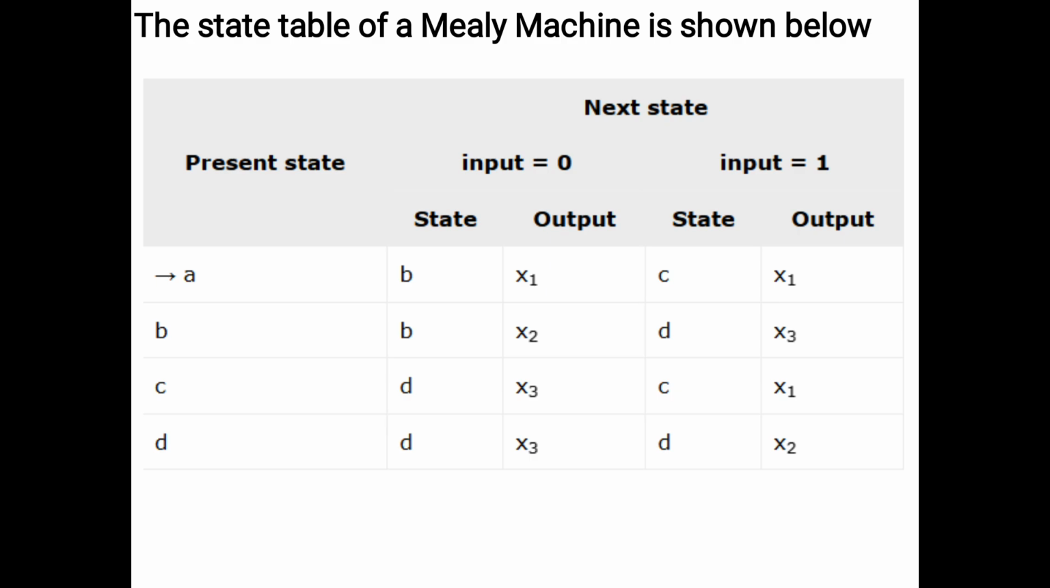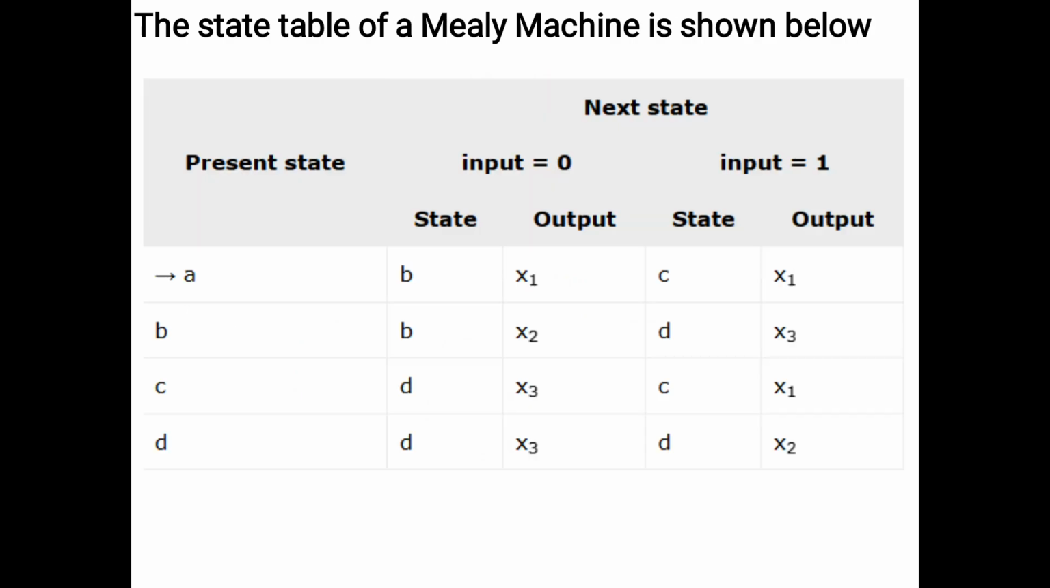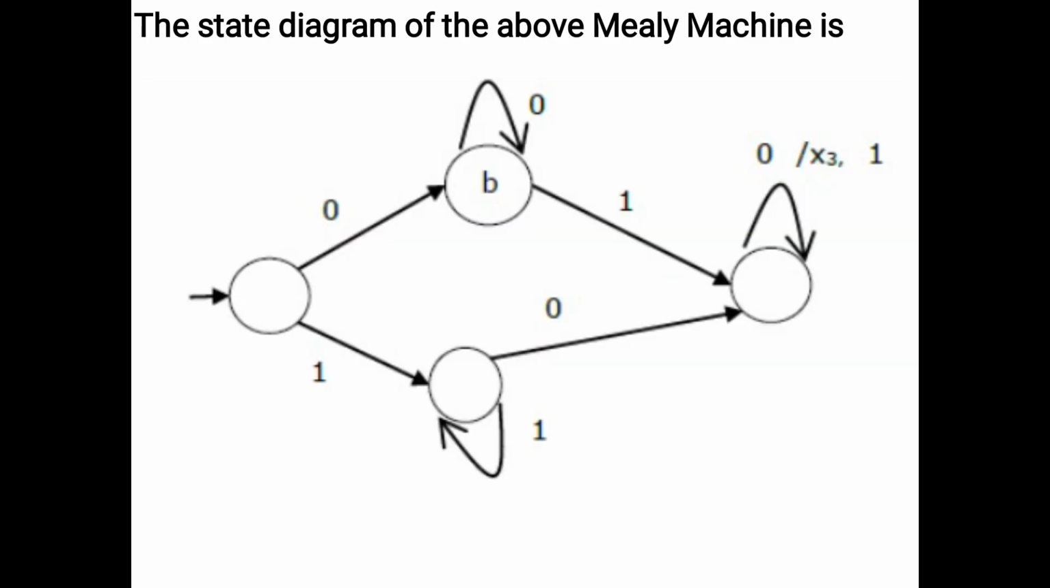So the state table for a Mealy machine is given below with present state and next state and its corresponding state diagram. With respect to the state table, the state diagram is given for the input 0 and 1.